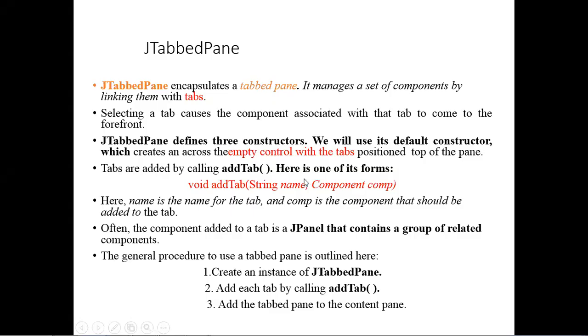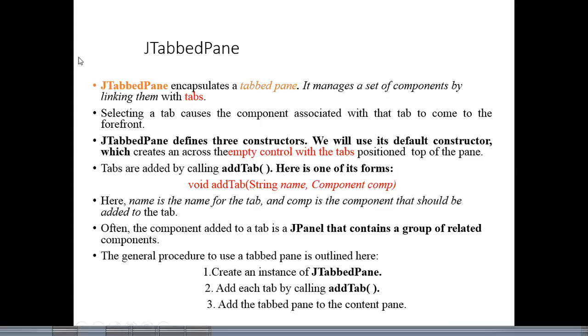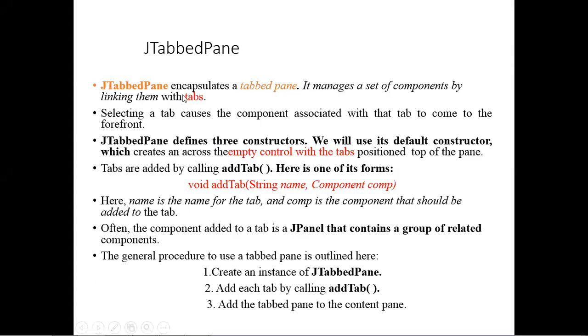Now it's time to discuss another component of Swing, that is JTabbedPane. JTabbedPane is used to link many tabs. If you have opened multiple tabs in Google, or multiple files of PDF, it is going to open multiple tabs, right? These tabs are linked together using your JTabbedPane. That entire container is called JTabbedPane.